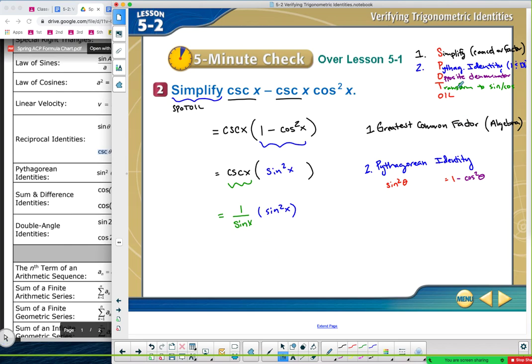So right there, I just did the third step. I transformed to sine and cosine, which this I transformed. Let me put transform here. The Alex name for this is the reciprocal identity.